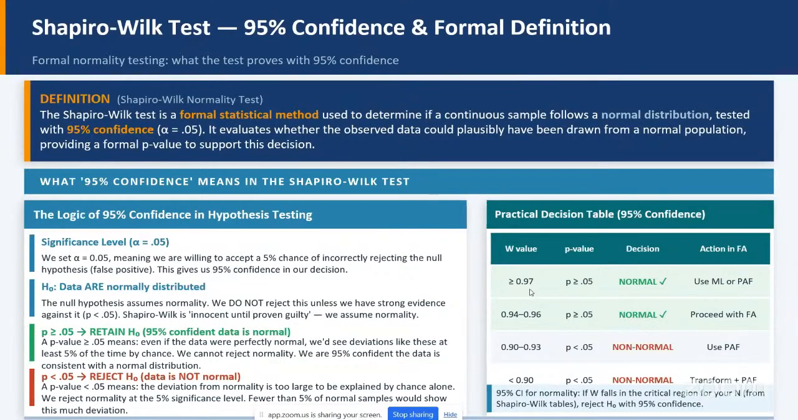Okay. Similarly, if the W is less than 0.90 and the p value is less than 0.05, then it is not normal again. We have to transform it, and the transformation part will be explained in the next slide. And then we need to use PAF. We can't use PAF directly here. We have to transform the data first. Okay.